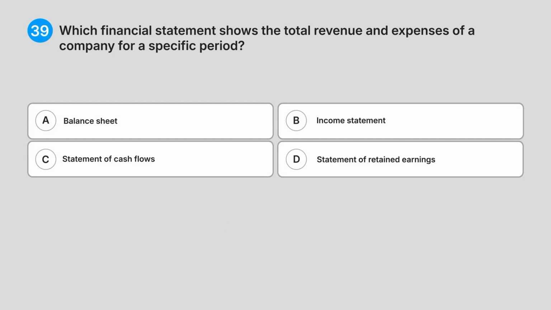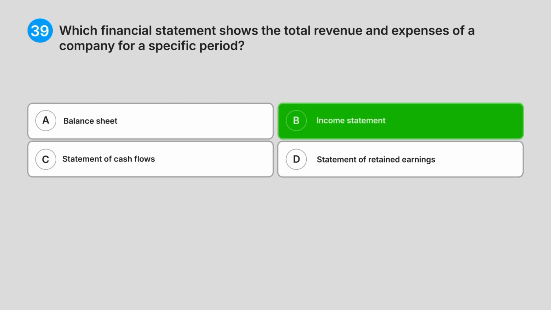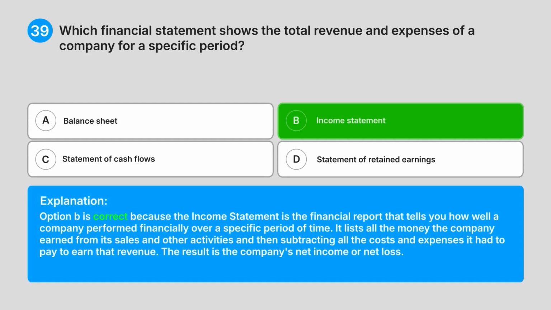Correct answer, B. Income statement. Explanation: option B is correct because the income statement is the financial report that tells you how well a company performed financially over a specific period of time. It lists all the money the company earned from its sales and other activities, and then subtracts all the costs and expenses it had to pay to earn that revenue. The result is the company's net income or net loss.